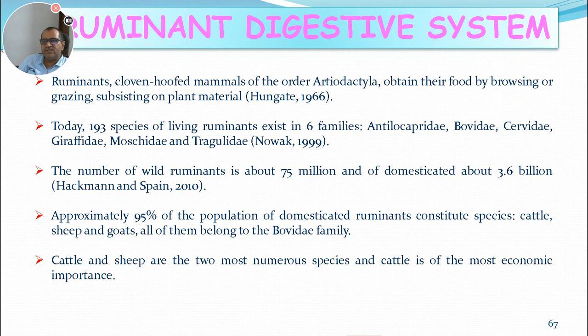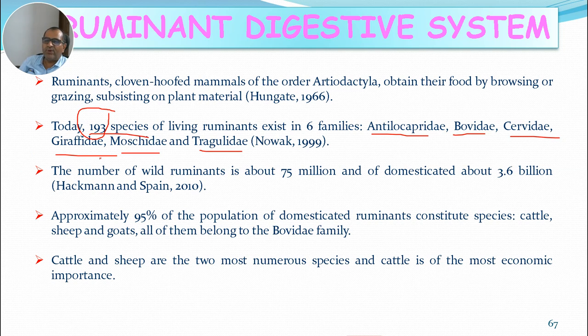Now the ruminant digestive system, especially. 193 species of ruminants exist on this earth, and among these there are six families. They are the antelopes, bovidae, cervidae, giraffidae, moschidae, and tragulidae. All these six families are there.